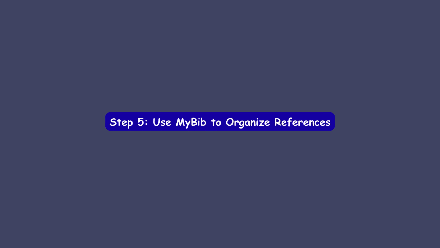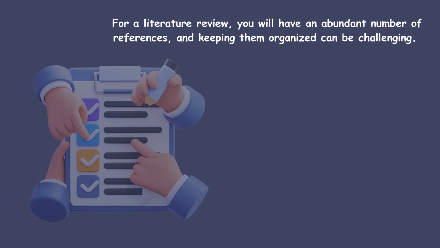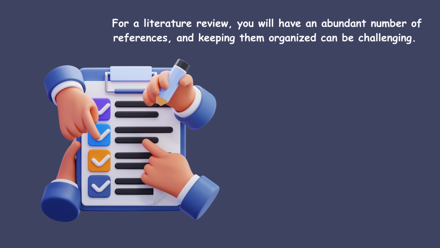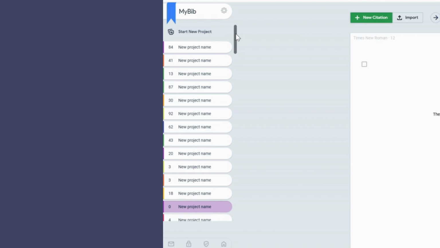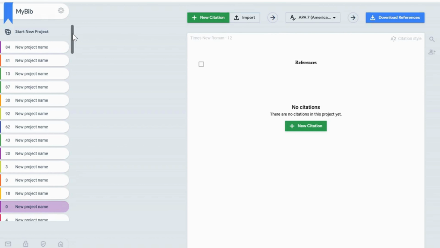Step 5. Use MyBib to organize references. For a literature review, you will have an abundant number of references, and keeping them organized can be challenging. A useful tool to manage your sources is MyBib, which helps you create and store citations in the correct format. You can add each article as you collect and analyze it, ensuring that all references are in one place.